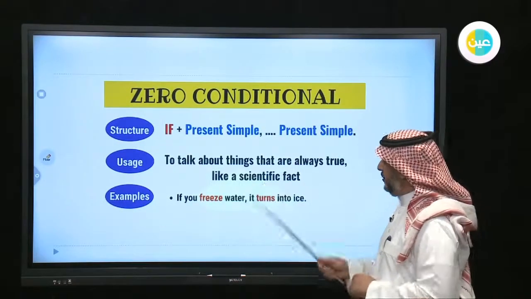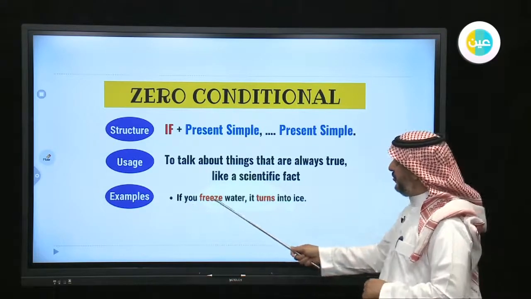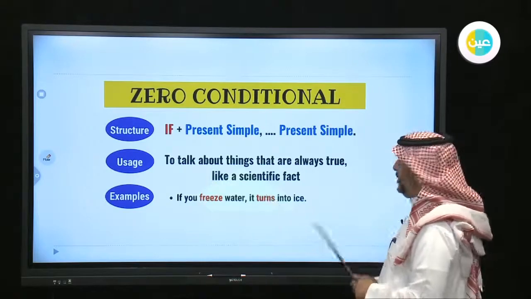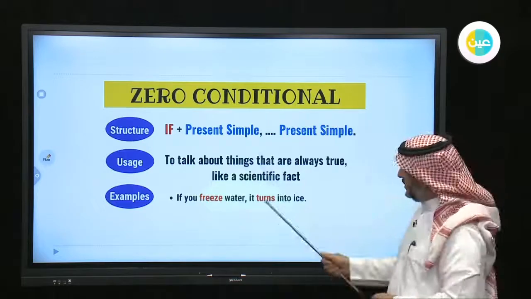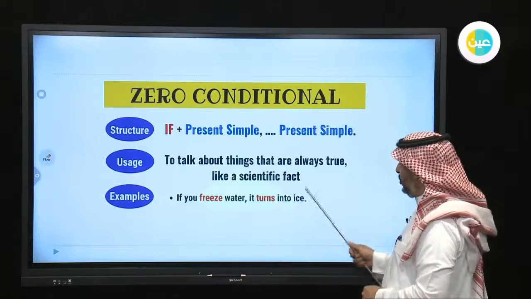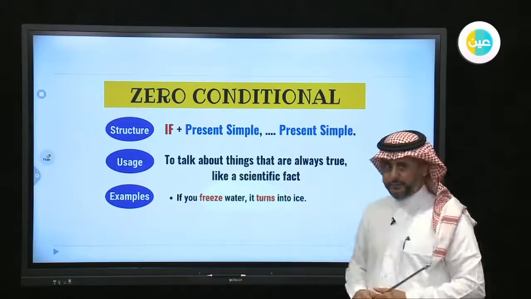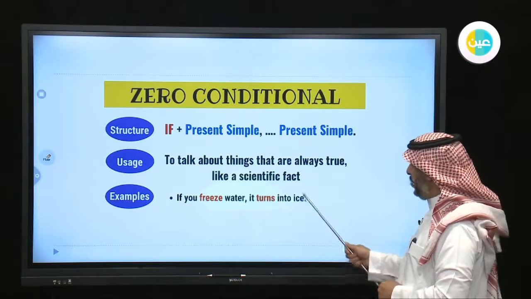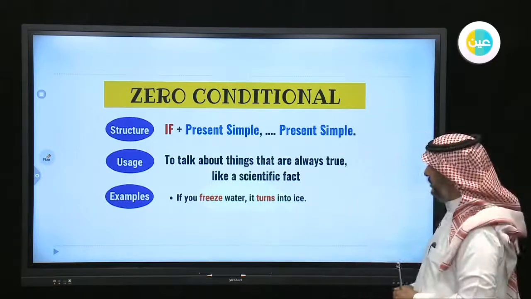ولذلك لا نستخدم معها will in the future. It's a fact. If you freeze water, comma, don't forget the comma, it turns into ice. Can I change the order of the sentence? Yes, I can. Water turns into ice if you freeze it, without comma. I can change the order.